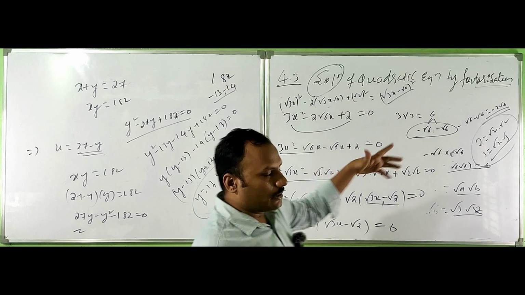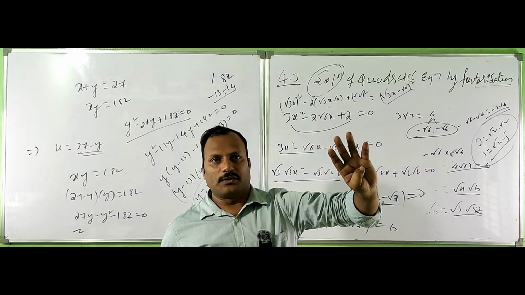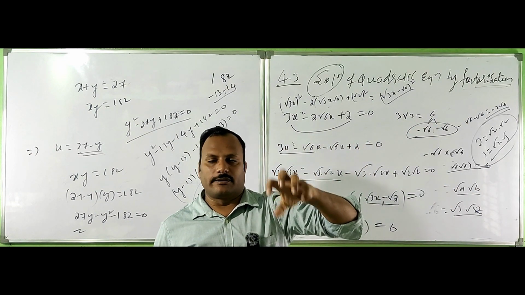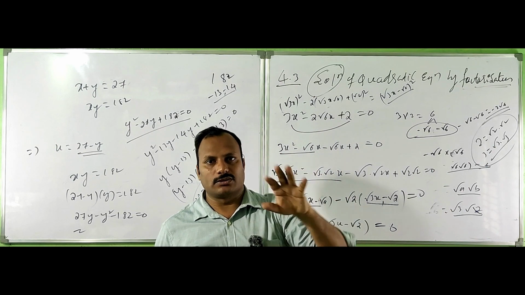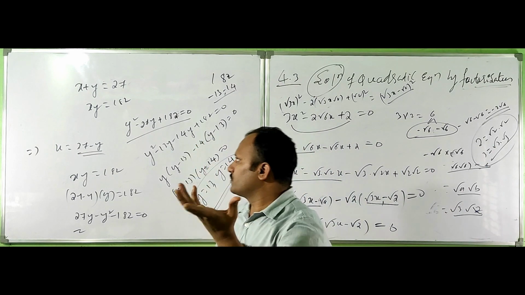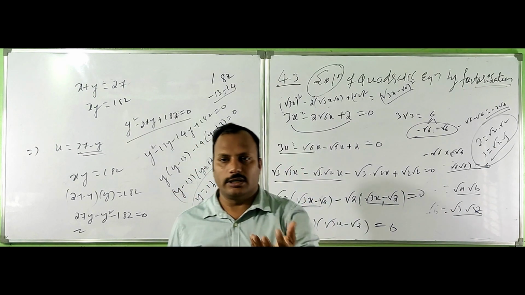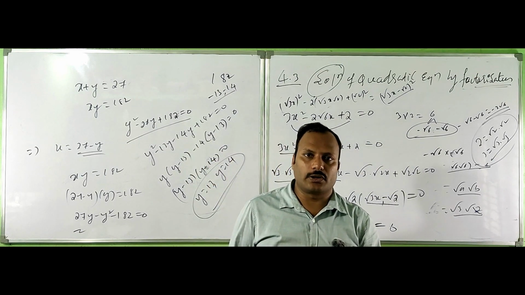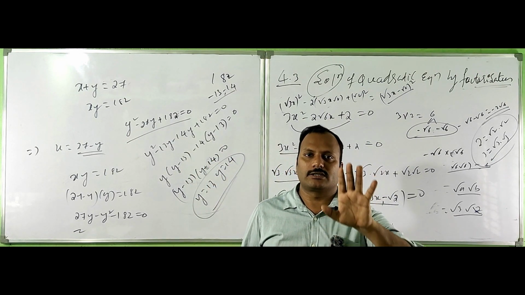This is what was discussed here. What is a quadratic equation? What is the standard form? ax square plus bx plus c is equal to 0 is the standard form. Then, to show whether the given equation is quadratic or not, it should be in quadratic form. x should have a power of exactly 2.